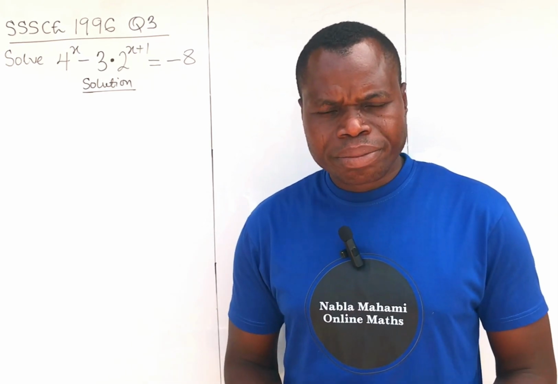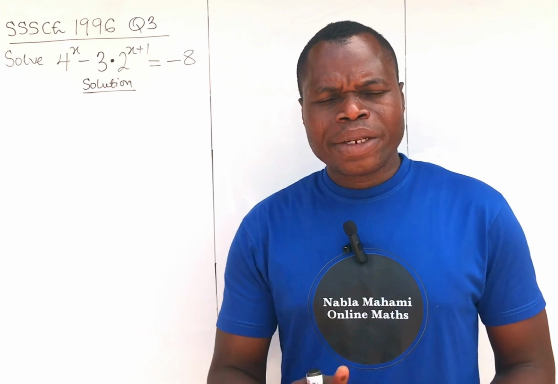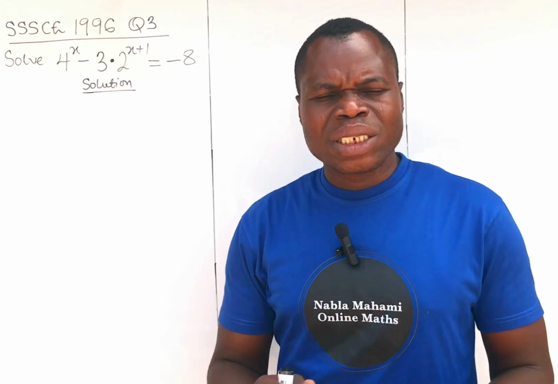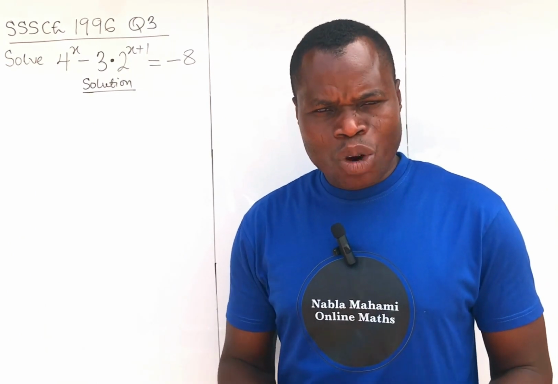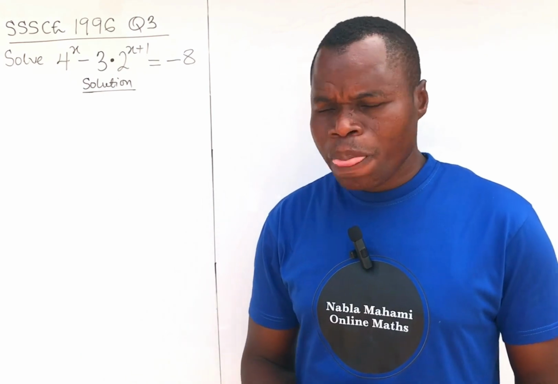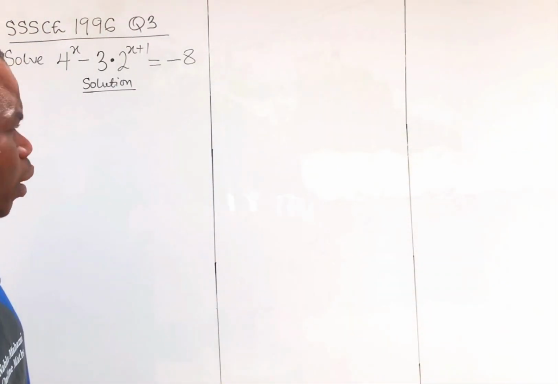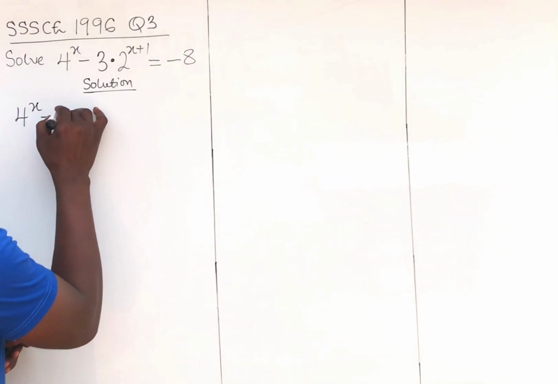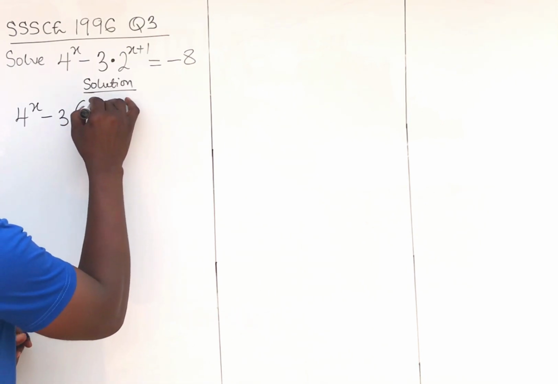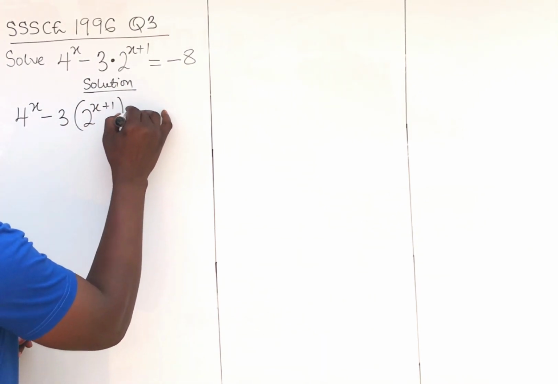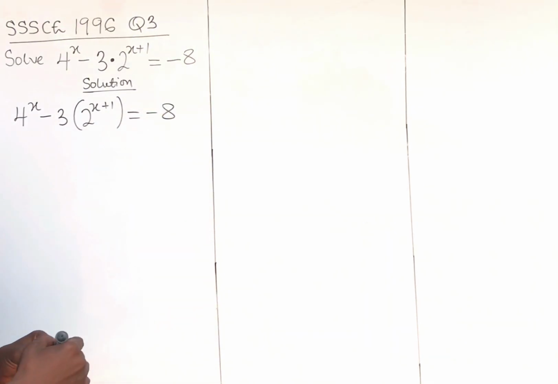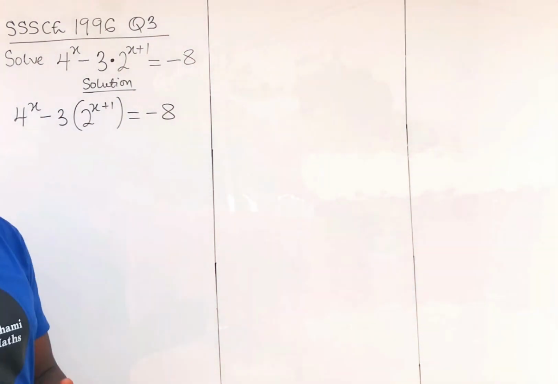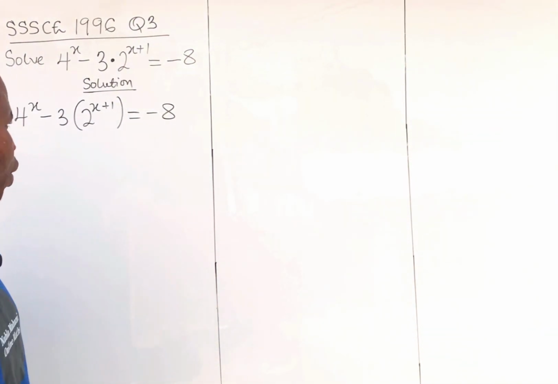topic indices. And to solve this type of question, the first thing that you have to notice is this dot means multiplication. It is not a decimal point. It means multiplication. So to solve it, you have to rewrite the equation. And we'll now have it to be 4 exponent x minus 3 into 2 exponent x plus 1, bracket close, everything is equal to minus 8. This dot, which means multiplication, we are replacing it with the bracket sign, which also means multiplication.